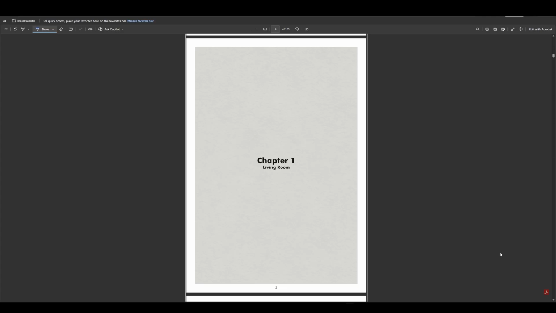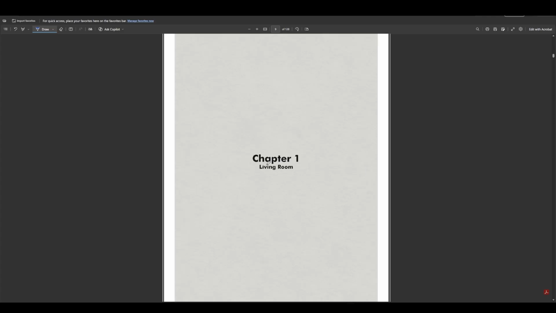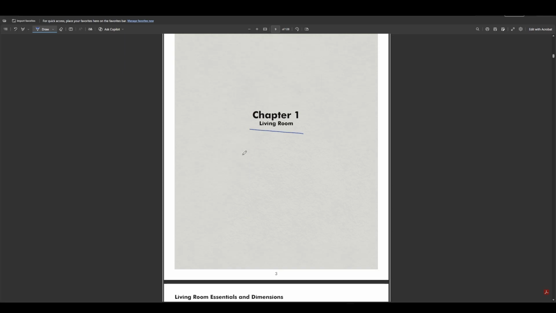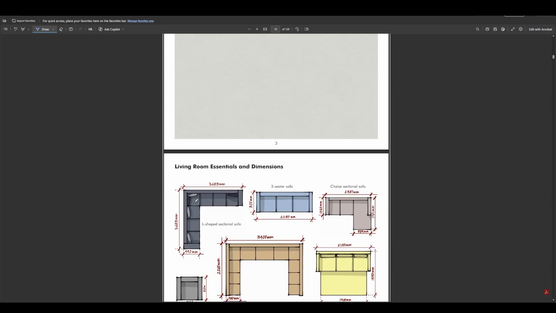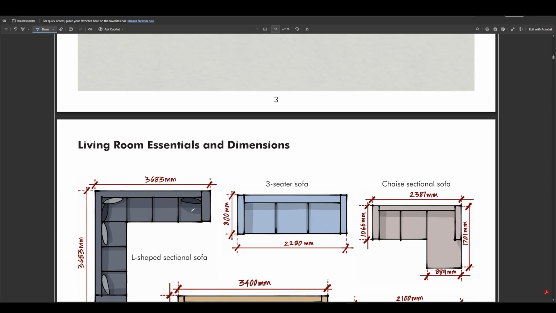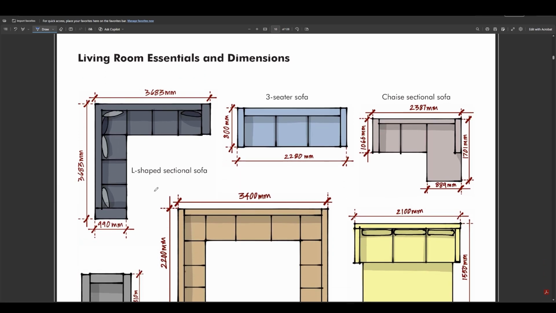So, today we are doing this chapter, which is the living room. First we will understand the furniture which is used in the living room. There are different types of furniture, na? So, first is 3.6 meter by 3.6 meter, okay, and this is almost 1000 mm.